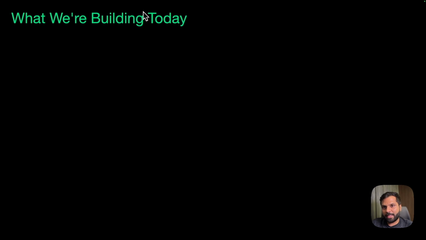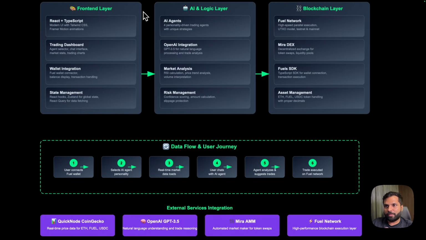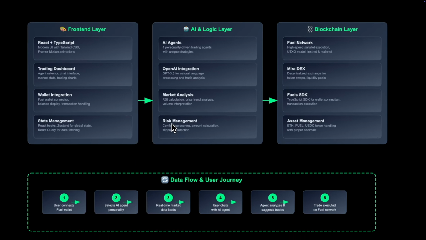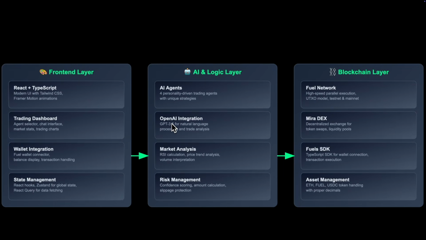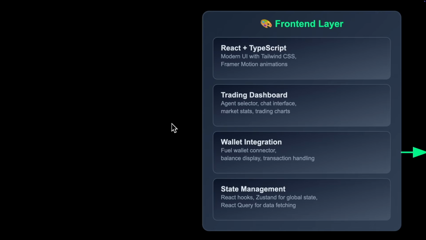Now let's understand the architecture of our application. On a very high level, our application will have three layers: the front end layer, the AI and logic layer, and the blockchain layer. The front end layer will consist of React plus TypeScript. We will be using the Vite.js React framework and TypeScript to create our application. It will consist of our trading dashboard, wallet integration, state management, everything.